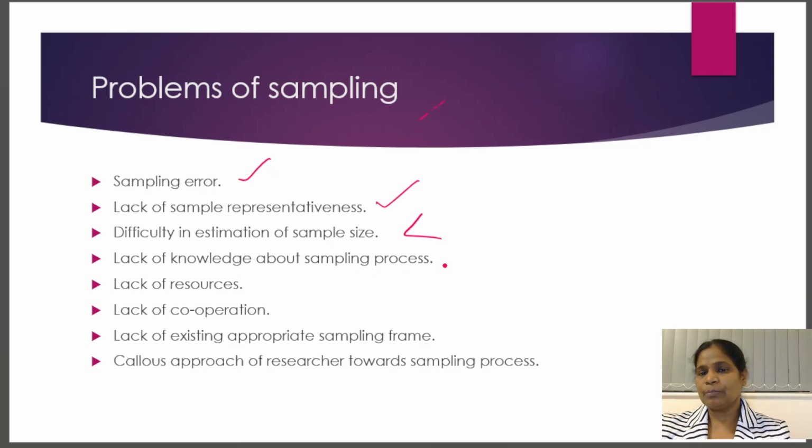Lack of knowledge about the sampling process, lack of resources, cooperation, lack of an existing appropriate sampling frame, then a careless approach of the researcher towards the sampling process. These are all mainly related to sampling errors. So this is all about sampling methods, and I hope you all had an understanding of what the different types of sampling methods are, and what the advantages and disadvantages are.